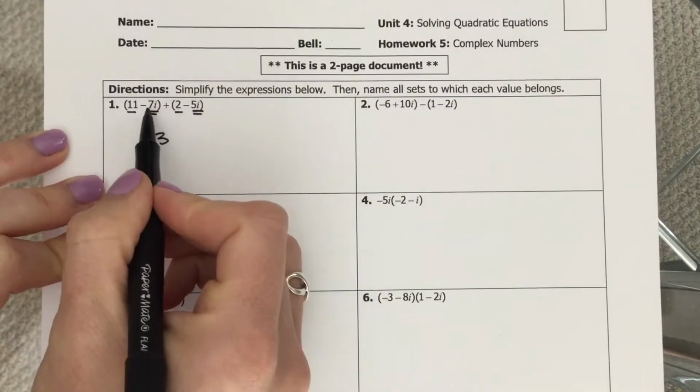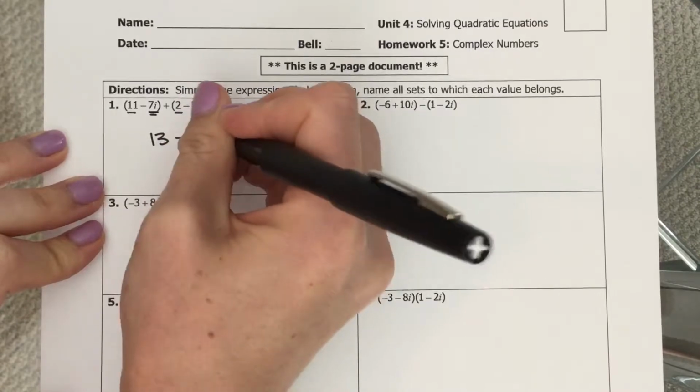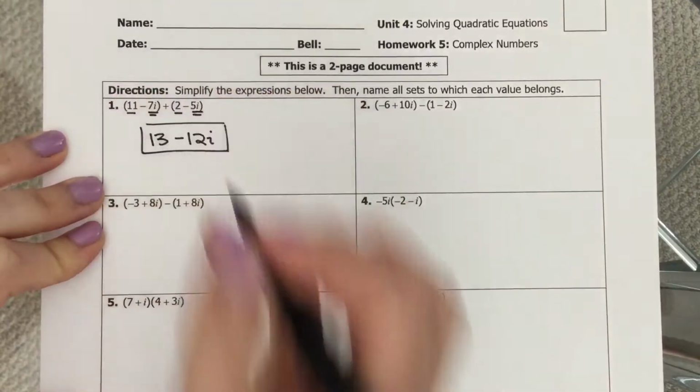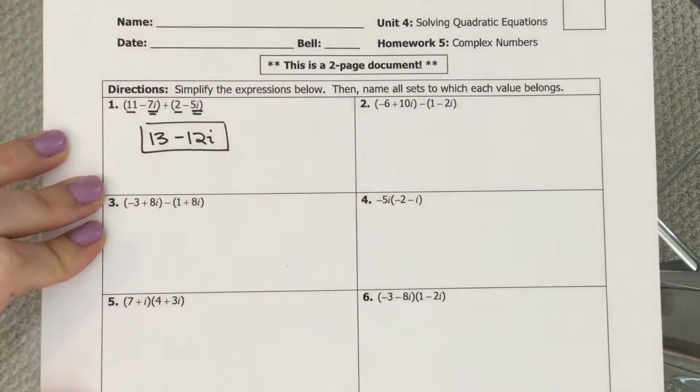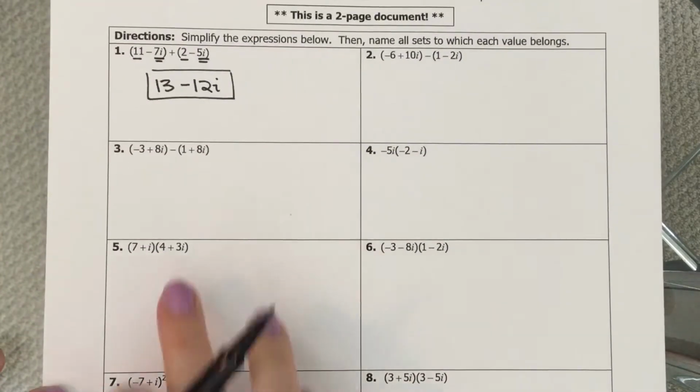And then we have a negative 7i plus a negative 5i, so that would be a negative 12i, and that's really all you have to do with addition and subtraction. Be super careful, especially with subtraction, that you're not messing up any of the signs. All right, let's look at 5.